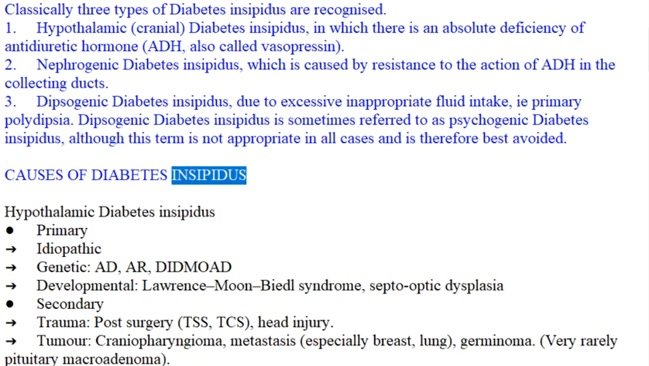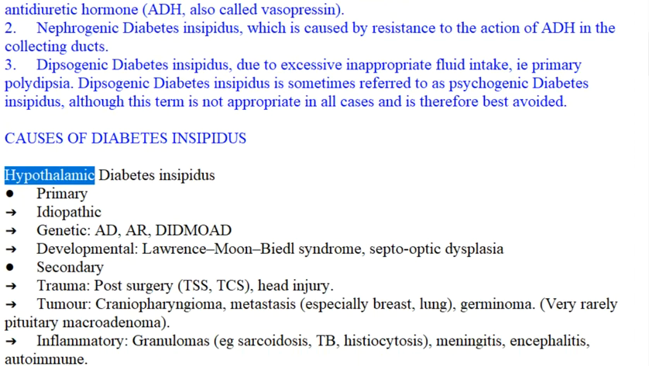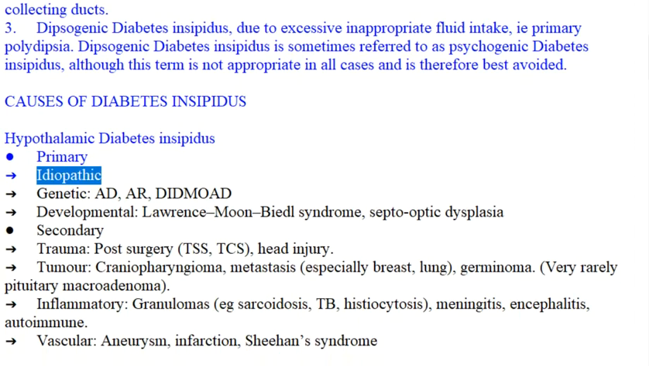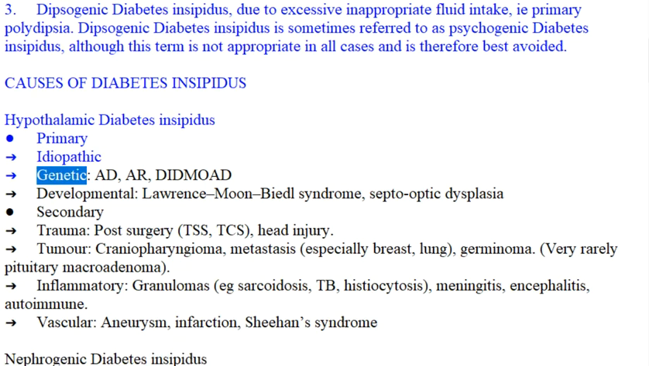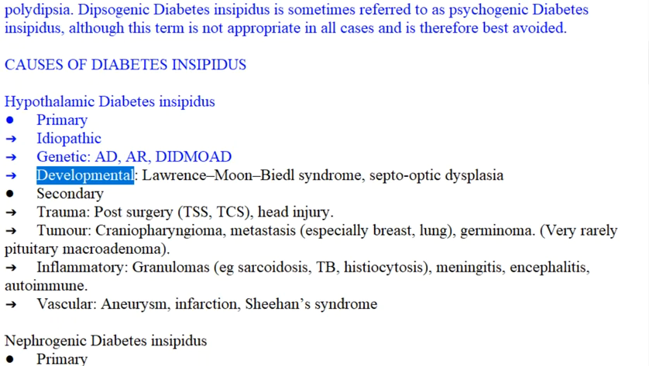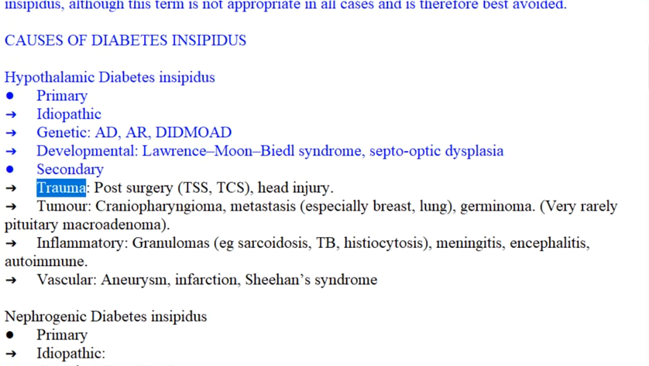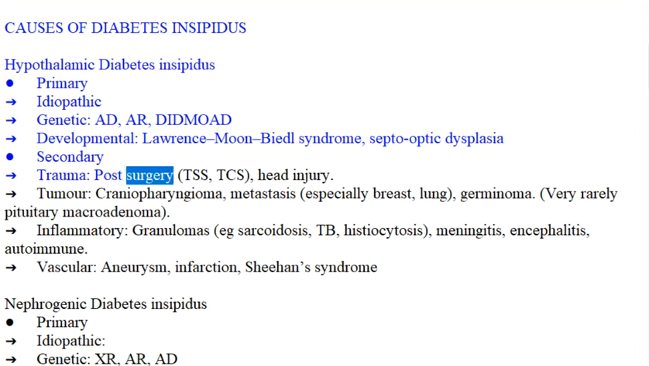Causes of diabetes insipidus. Hypothalamic diabetes insipidus. Primary. Idiopathic. Genetic, AD, AR, DIDMOAD. Developmental, Lorenz-Moon-Biedl syndrome, septo-optic dysplasia. Secondary. Trauma, post-surgery, TSS, TCS, head injury.